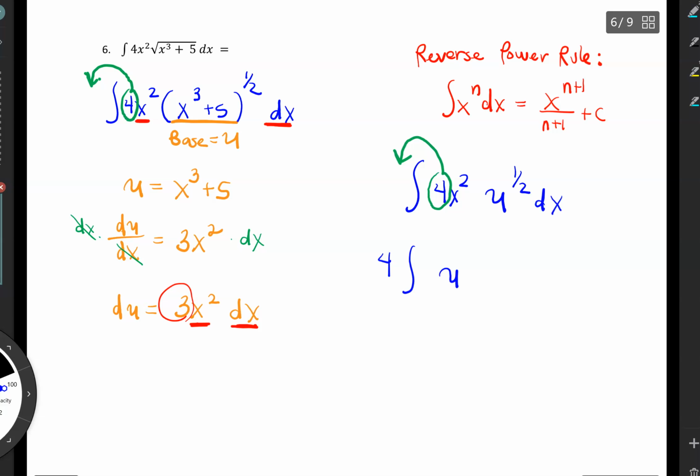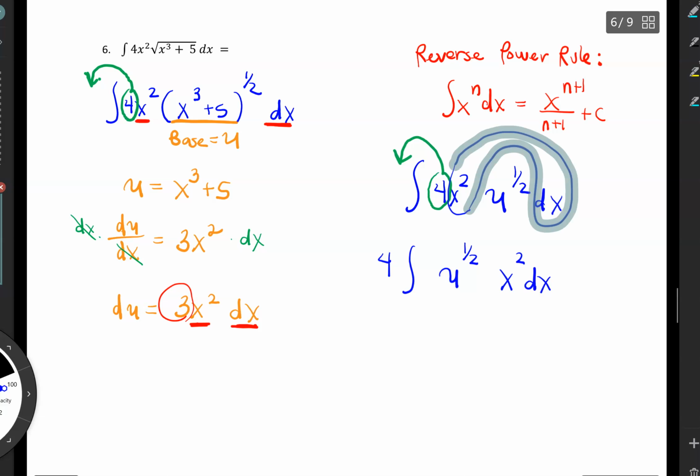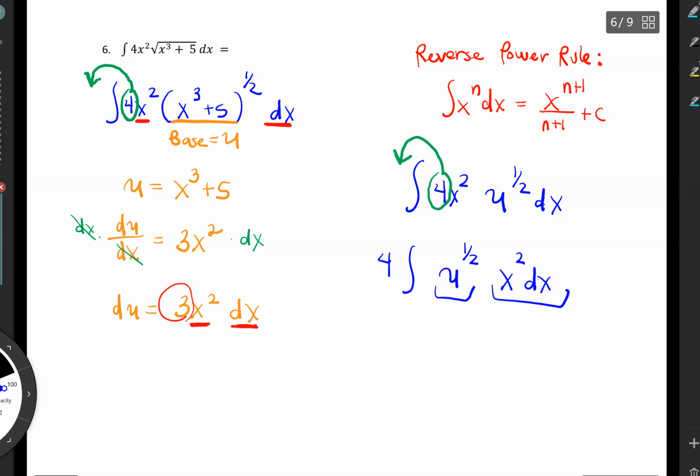And I'm going to relocate that x squared. I'm just going to rearrange some multiplication. I'm going to pull this x squared back here with this dx. I'm just reordering the multiplication, so I'm grouping all my x's together and all my u's together. So what I'm doing here, and I pulled that 4 out.